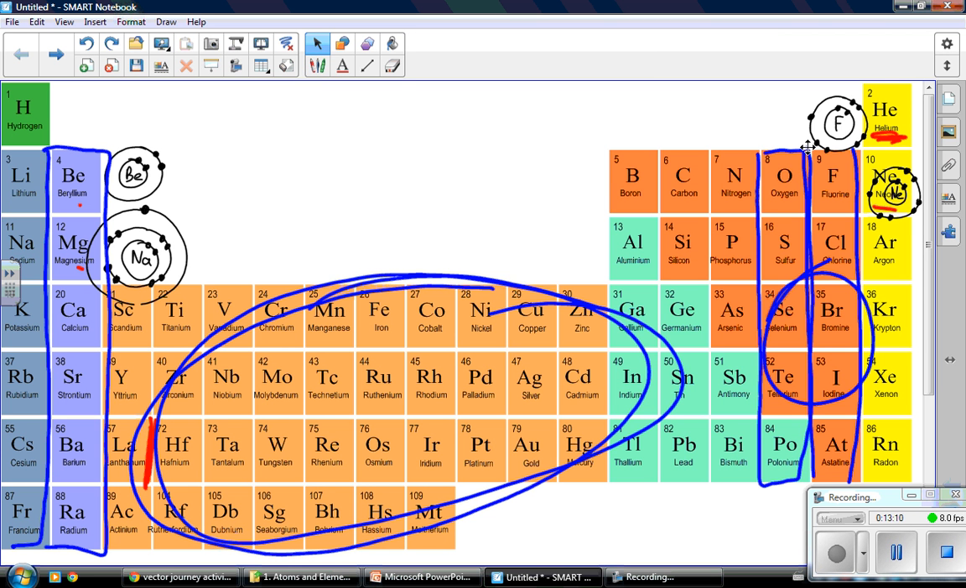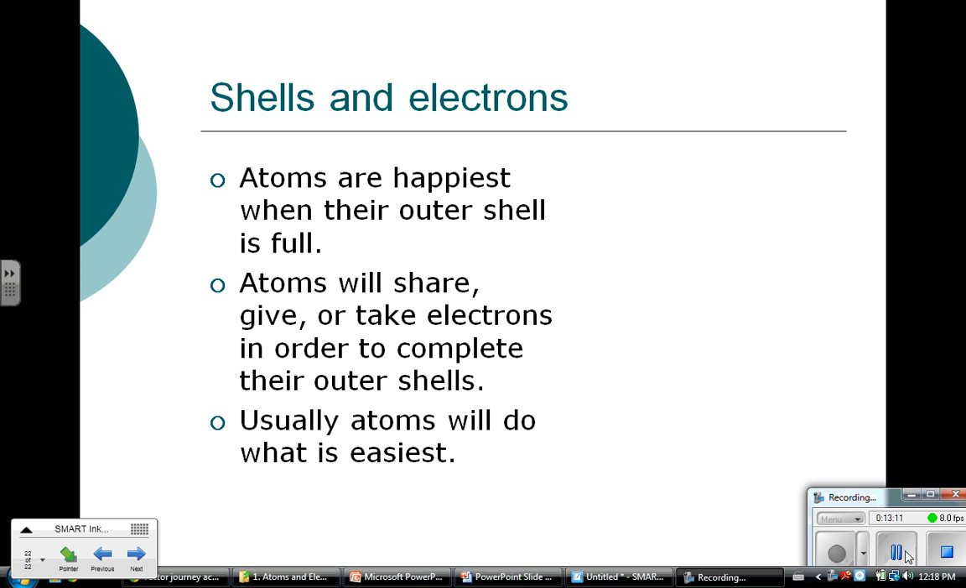So, atoms are happiest when their outer shells are full. I use the term happy just in a silly way there. In nature, things tend to try and find balance, and atoms are no different. So atoms want to try and find balance, and they're balanced when their shells are full. So that's what they will try and do, okay?